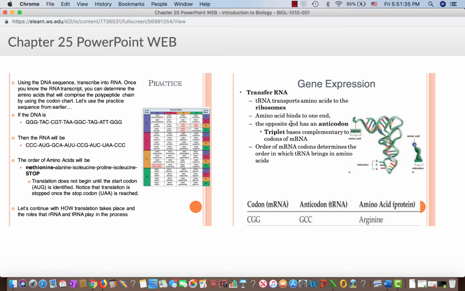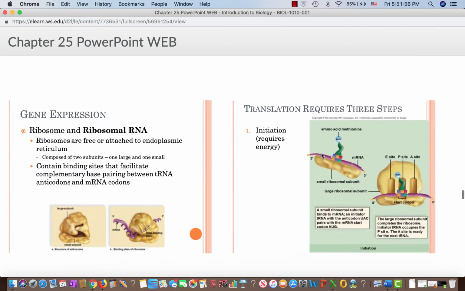So we're going back to gene expression a little bit here. You've got your transfer RNA, which transports amino acids to the ribosomes, where they bind at one end on the anticodon right here with your amino acid, and you put those in order based on the triplet pair, and that will produce your polypeptide, which I think there's a better picture.